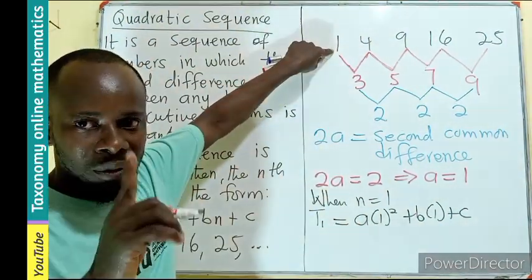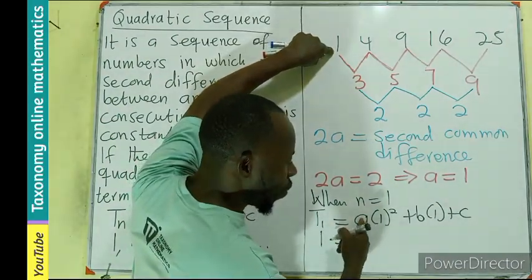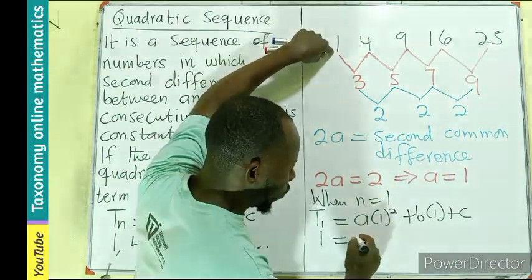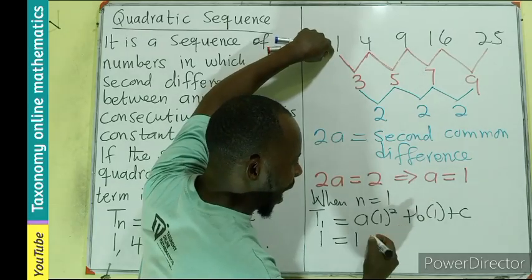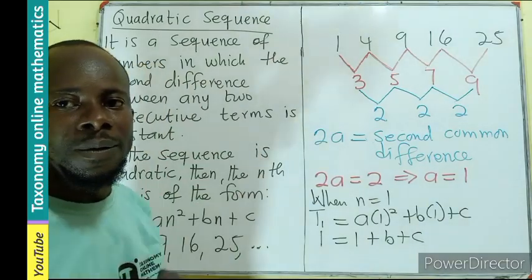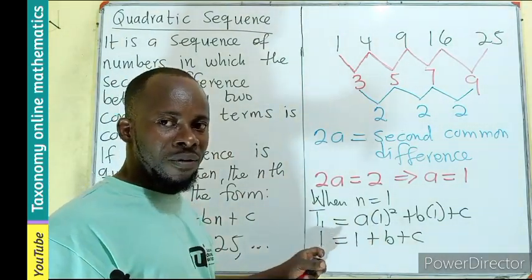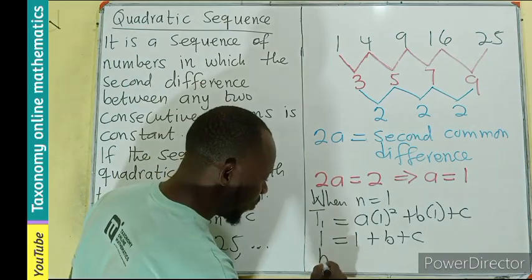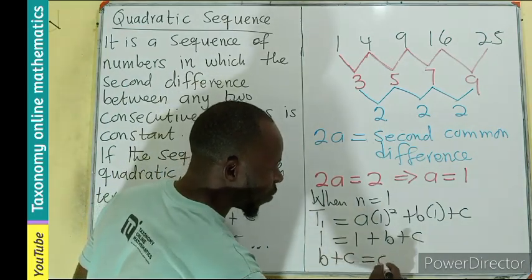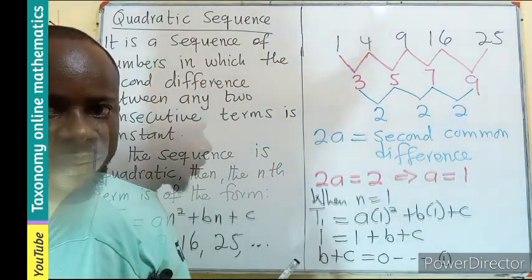And what is the first term? 1. We have 1 equals 1 times 1 squared, which will still be 1, then we have b times 1 will be b, plus c. In this case, when we subtract 1 from 1, we get 0, meaning b plus c is equal to 0. We take this as our first equation.